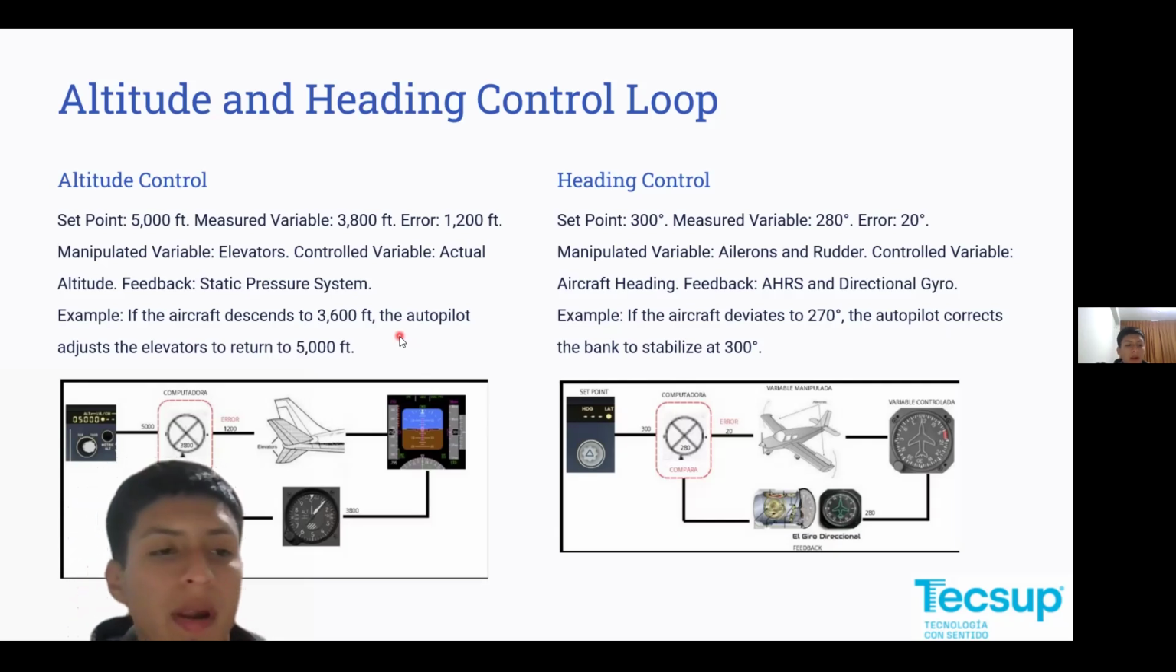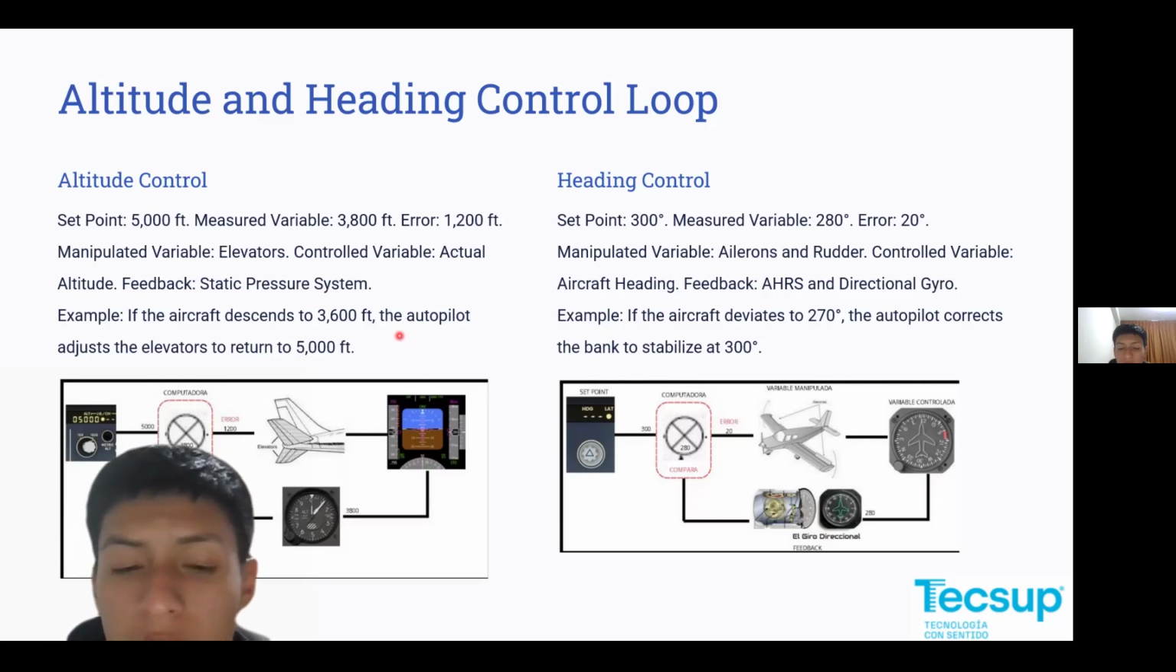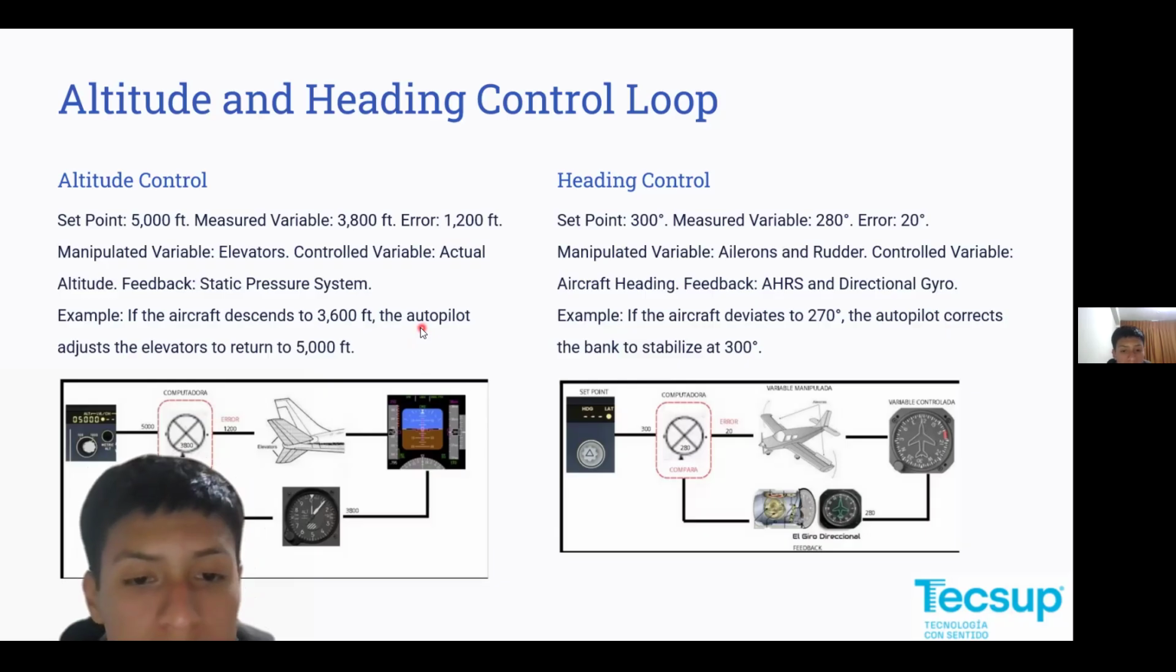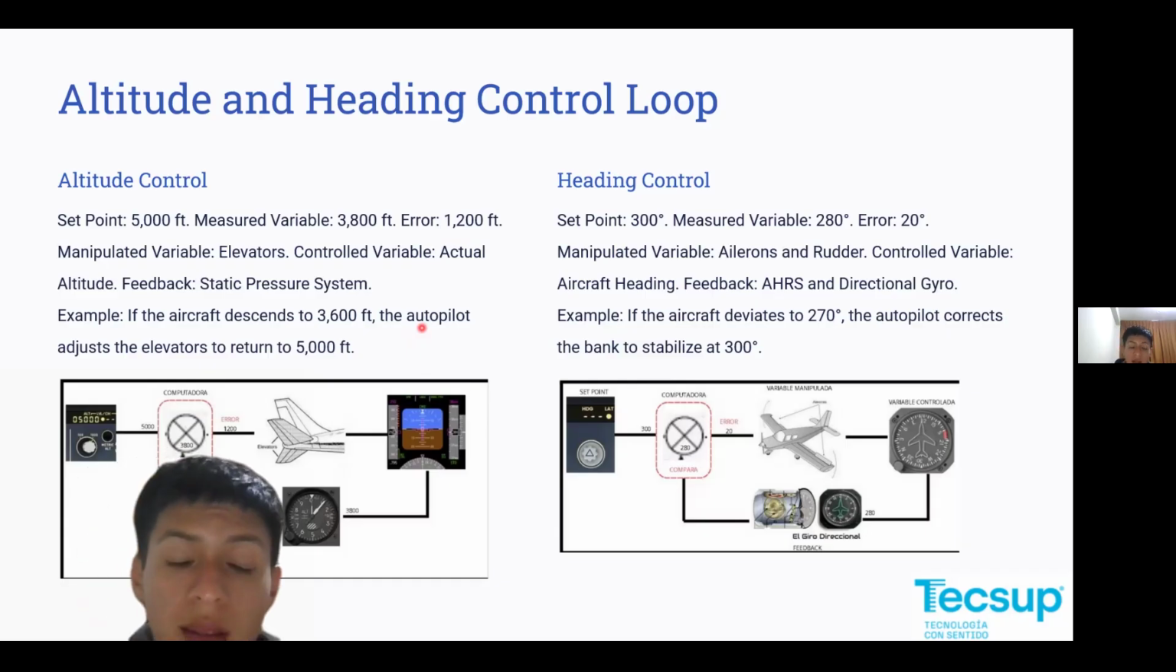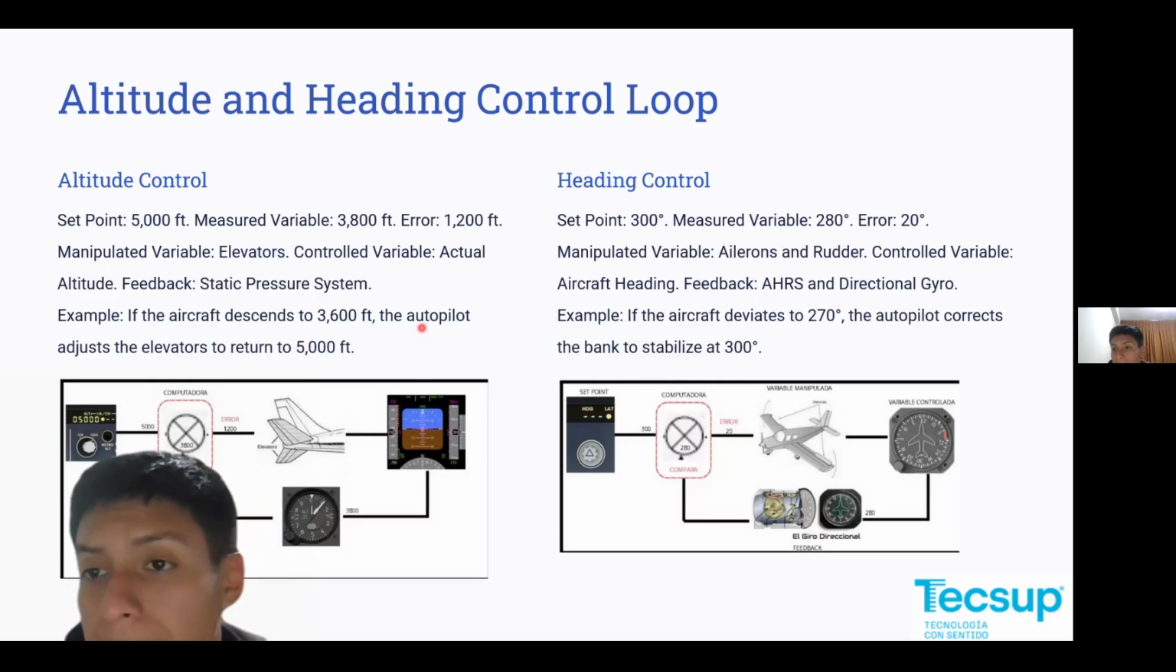The number 5,000 FT. What is 5,000? While the aircraft was at 4,050, giving an error of 1,000 FT. In this case, the set point is 5,000. The measured variable is 3,800.